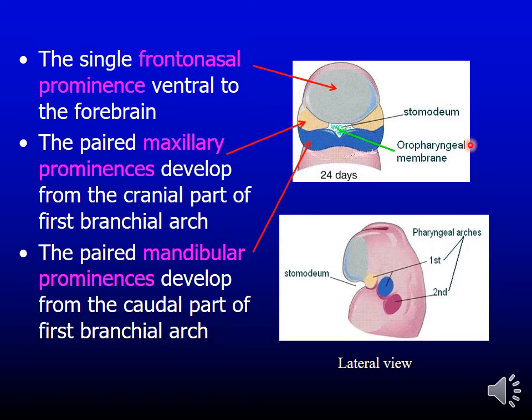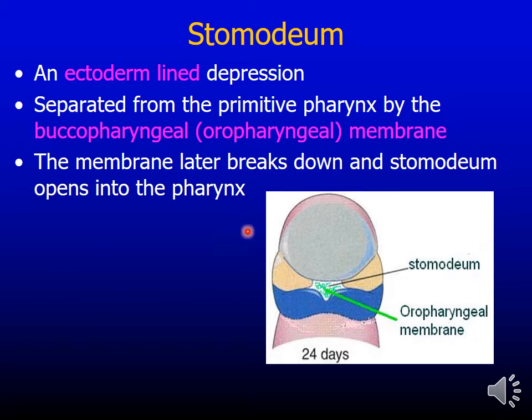Another name is the oropharyngeal or the buccopharyngeal membrane. Here it appears in this area. Later on it will stop growing and rupture, so there will be a connection between the oral cavity and the primitive digestive tract. The stomodium is defined as the ectoderm-lined depression, separated from the primitive pharynx by the membrane, as I mentioned before, or the oropharyngeal membrane. This will later break down, and the stomodium opens into the pharynx, which is the beginning of the digestive tract.